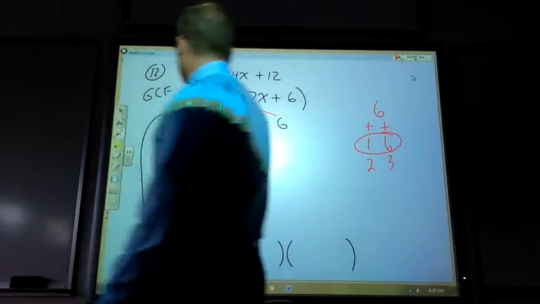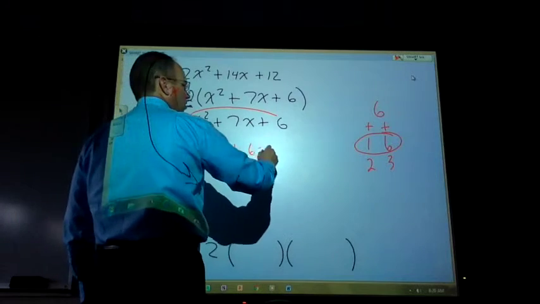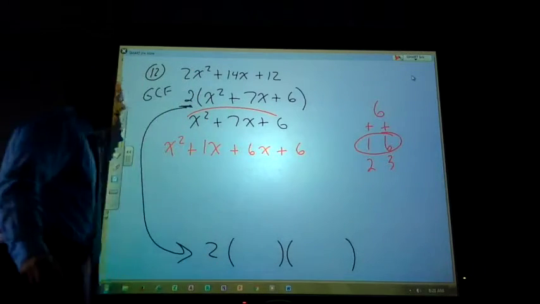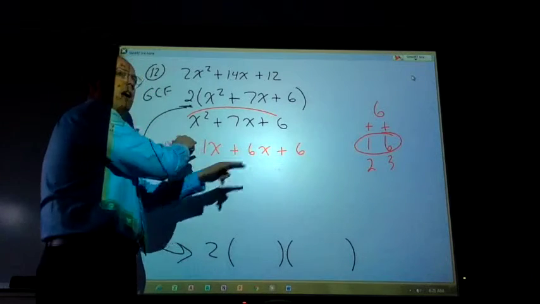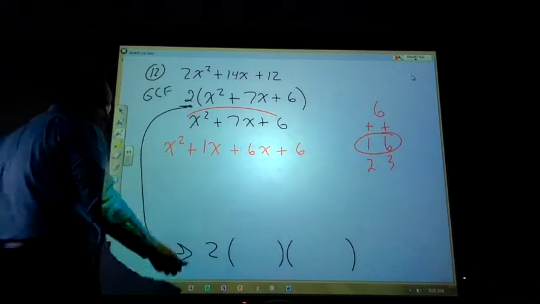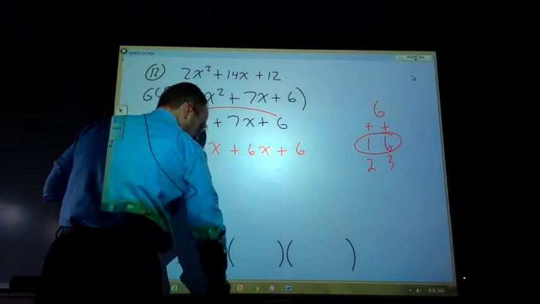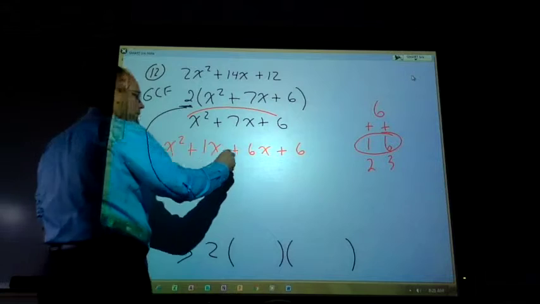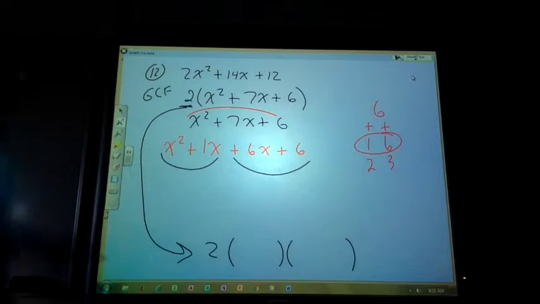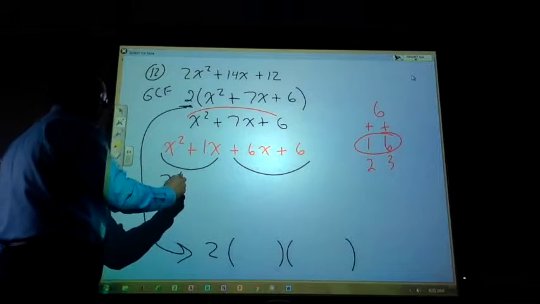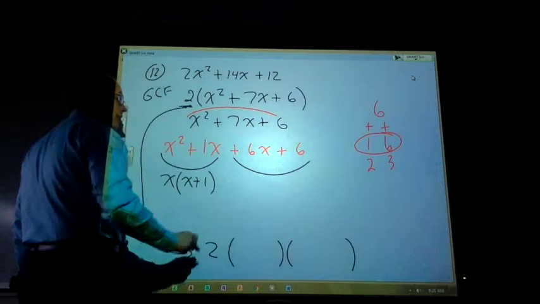Okay? So that's going to be x squared plus 1x plus 6x plus 6. And again, I could have flip-flopped these. I could have had plus 6x here. I could have had x here. Okay? So now I went from my trinomial, 3 terms, to 4 terms. What do I have in common on the first set? X. And that leaves me what? X plus 1.